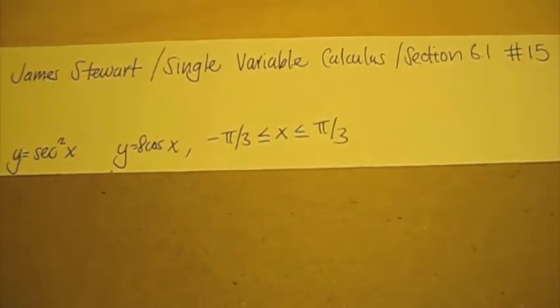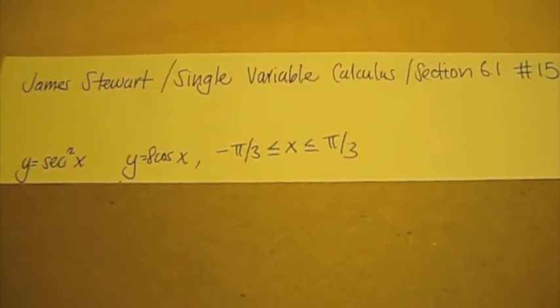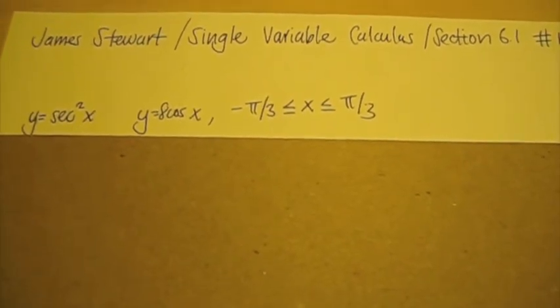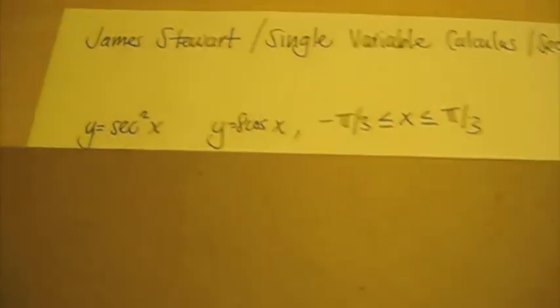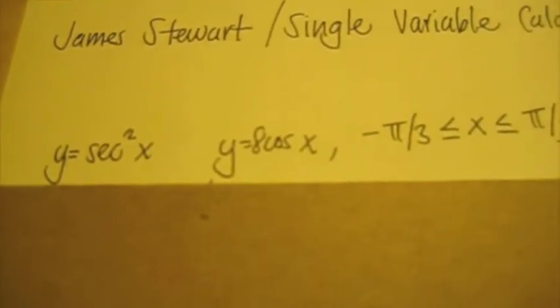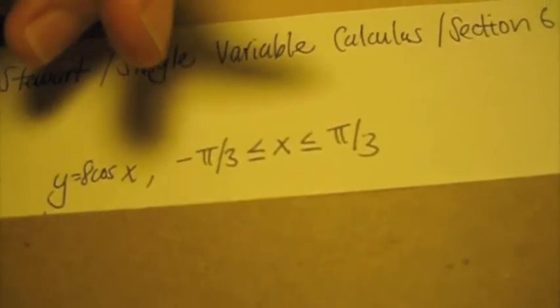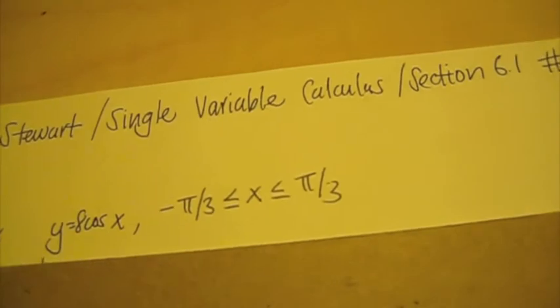Problem 15, section 6.1, James Stewart, Single Variable Calculus. We're trying to find the area between two functions, and we're given y equals secant squared x, y equals 8 cosine x, from negative pi over 3 to pi over 3.